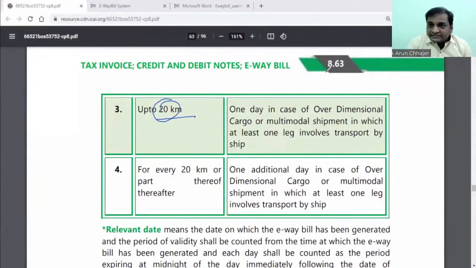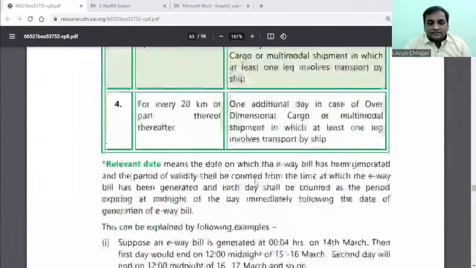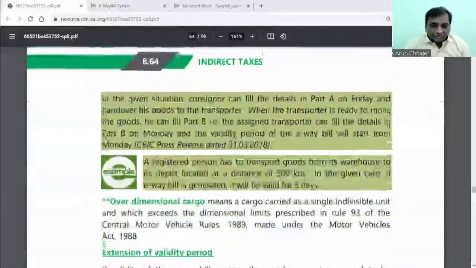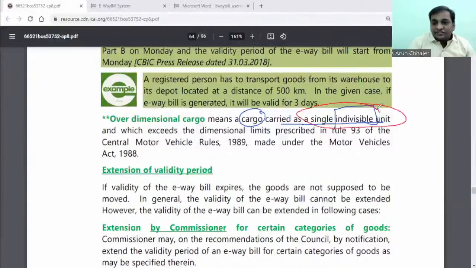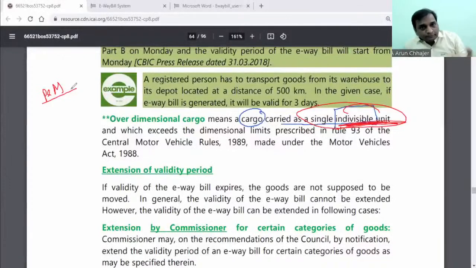What is the meaning of ODC cargo? ODC cargo means a cargo carried in a single indivisible unit. Important term. Single indivisible unit. Suppose I purchase one plant and machinery which cannot be dismantled. Because it cannot be divided, it has to be carried in a single truck.